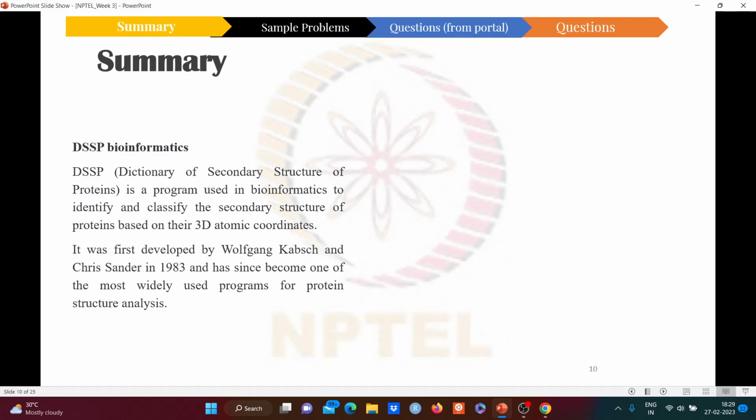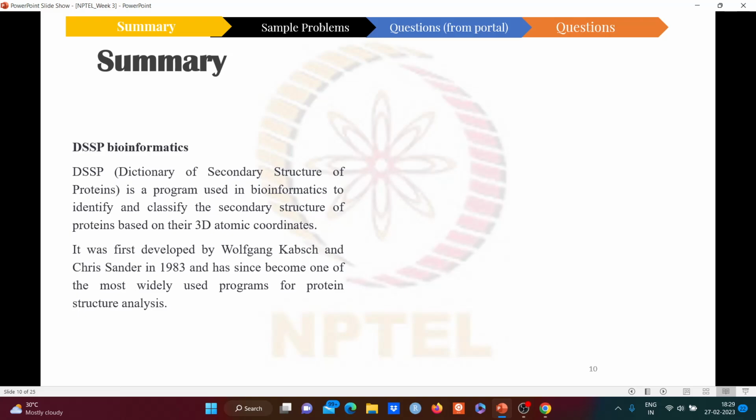Next is the DSSP algorithm in bioinformatics. The DSSP algorithm stands for Dictionary of Secondary Structure of Proteins, which is a widely used program in bioinformatics for analyzing the secondary structure of proteins. It was first introduced by Kabsch and Sander in 1983 and has become an essential tool for researchers studying protein structure and function.